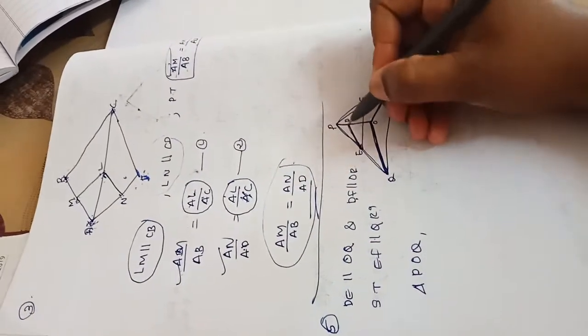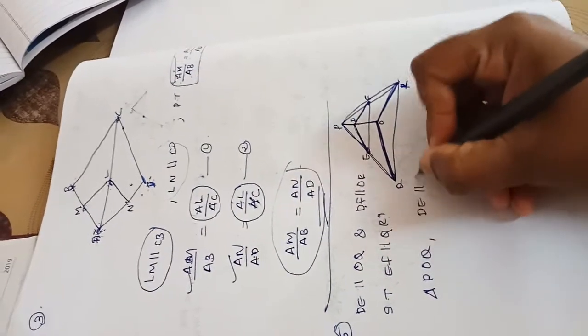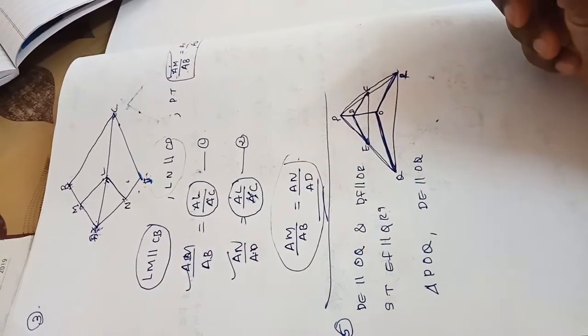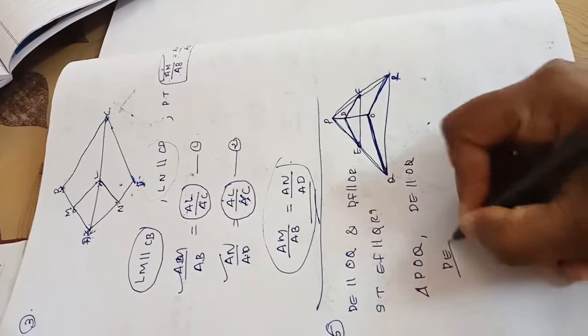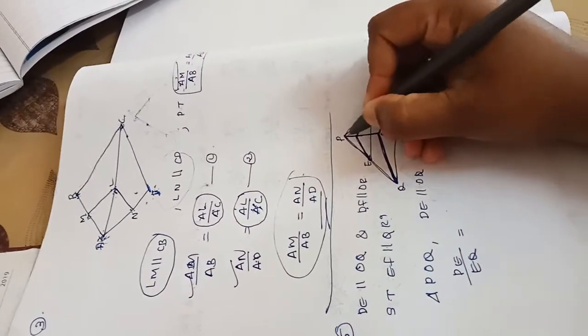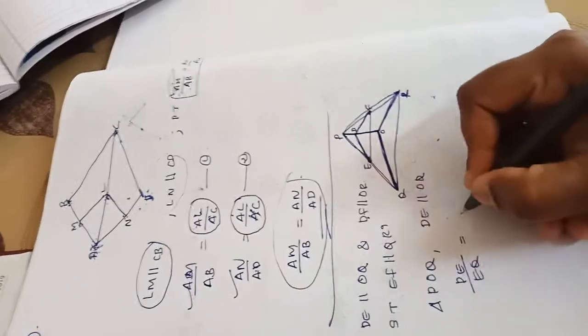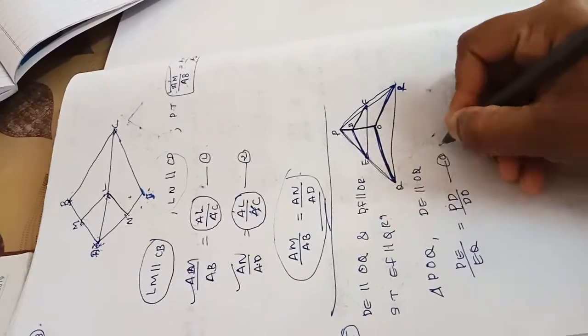Here we can write DE is parallel to OQ, which is given in the question. By using the basic proportional theorem, we can write PE divided by EQ is equal to, this is the next side, right? PD divided by DO. I am putting it as equation number 1.